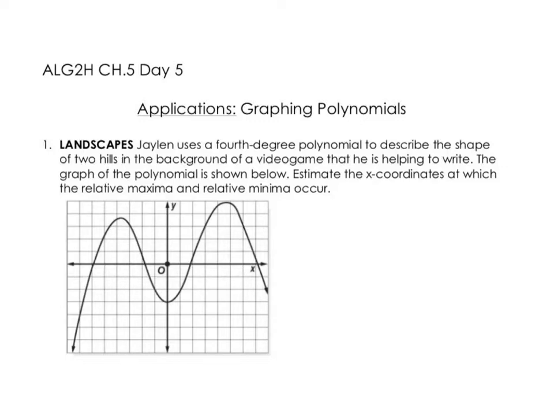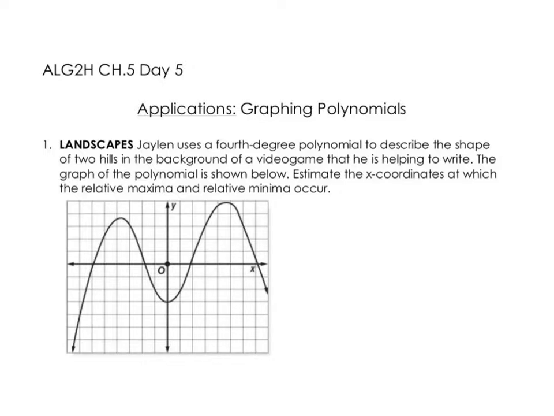All right, let's continue with graphing polynomials applications, aka word problems. Number 1, all about landscapes. Jalen uses a 4th degree polynomial to describe the shape of 2 hills in the background of a video game that he is helping to write. The graph of the polynomial is shown below. Estimate the x-coordinates at which the relative maxima and relative minima occur.